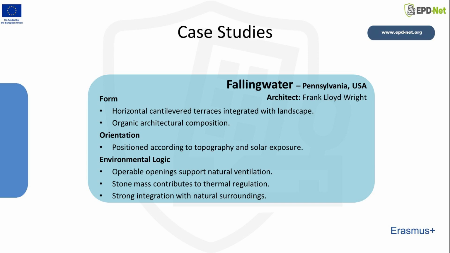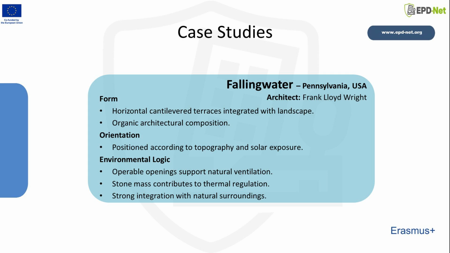Our final case study is one of the most iconic examples of architecture seamlessly merging with its environment, Falling Water by Frank Lloyd Wright in Pennsylvania. The form of the house is defined by bold, horizontal cantilevered terraces that extend directly over a natural waterfall. Wright designed the structure to grow out of the surrounding rocks and forest, creating an organic composition that blurs the boundaries between architecture and nature. Every element feels anchored to the site, not placed on it.